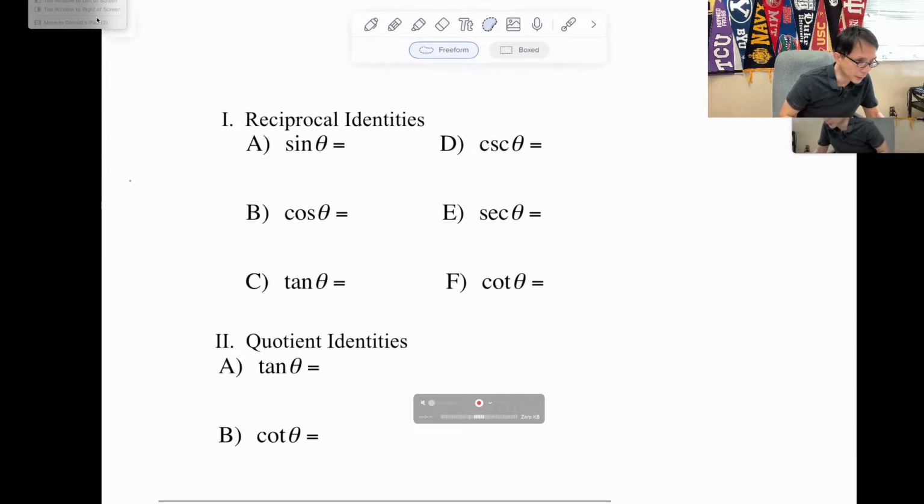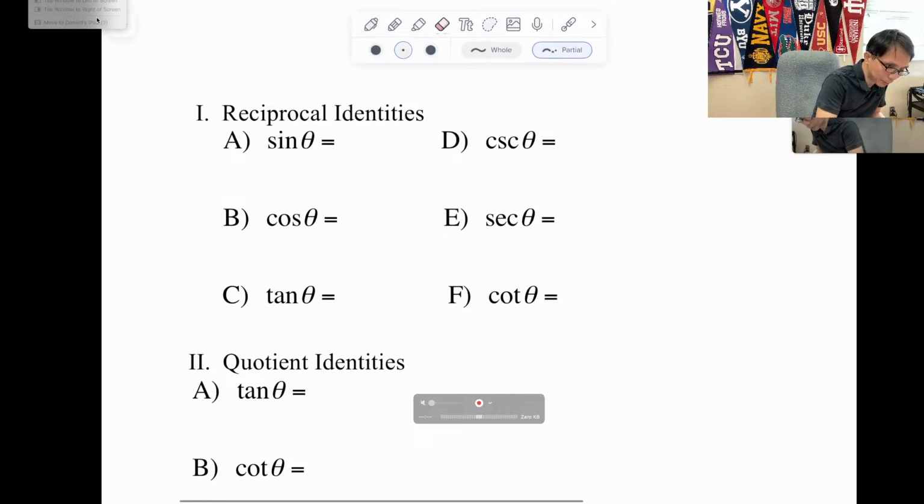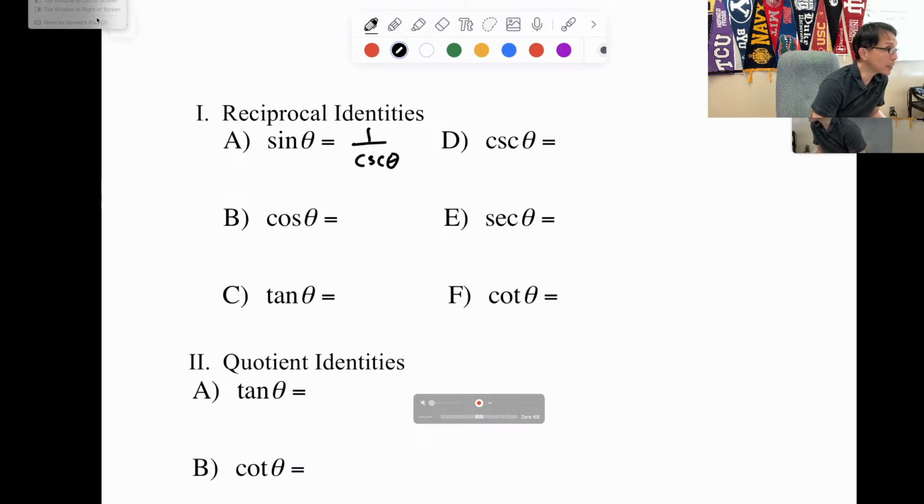Okay, start with reciprocal identity. Everybody should know the reciprocal identities. What is sine theta equal to? 1 over what? 1 over cosecant? Good. Hold on, I think I wrote it wrong. 1 over cosecant theta. Okay, you must write down theta. Theta is the argument. You cannot skip the theta. Some people just write down 1 over cosecant. That's not right, and I'll mark it wrong on the test.